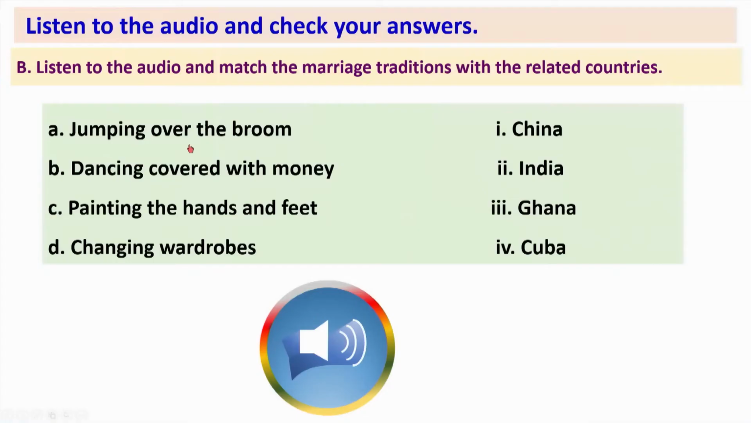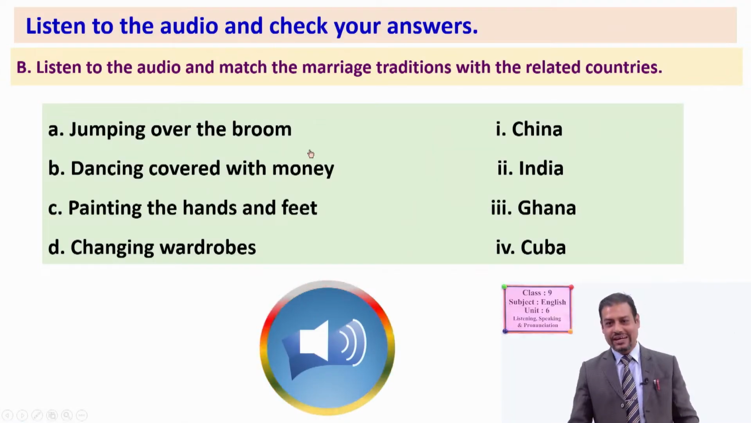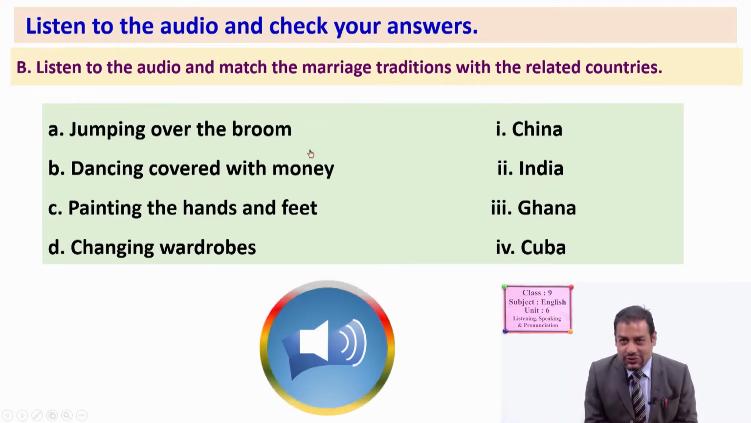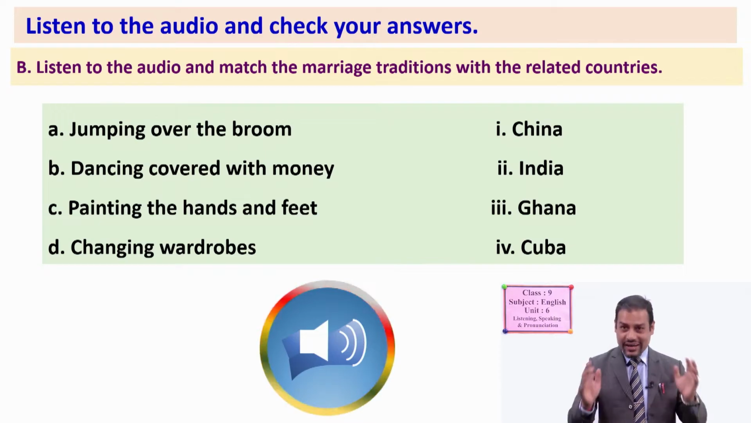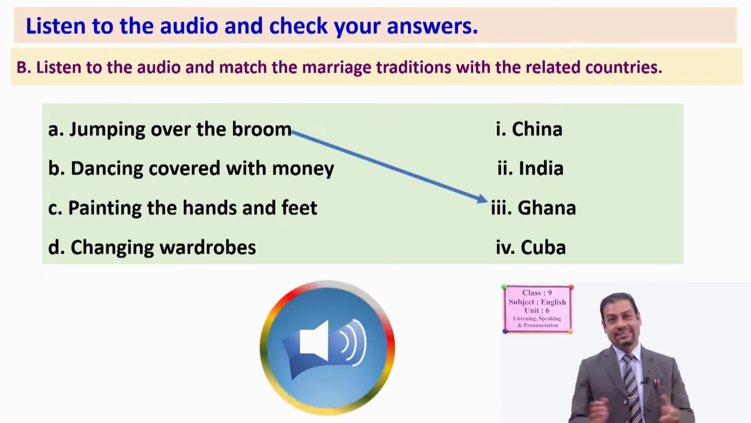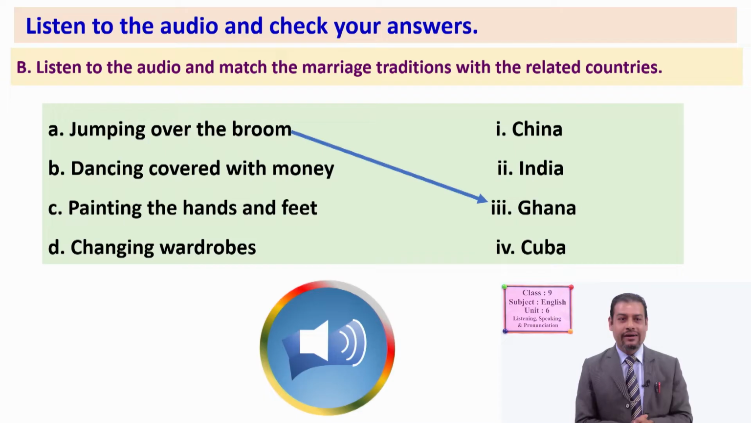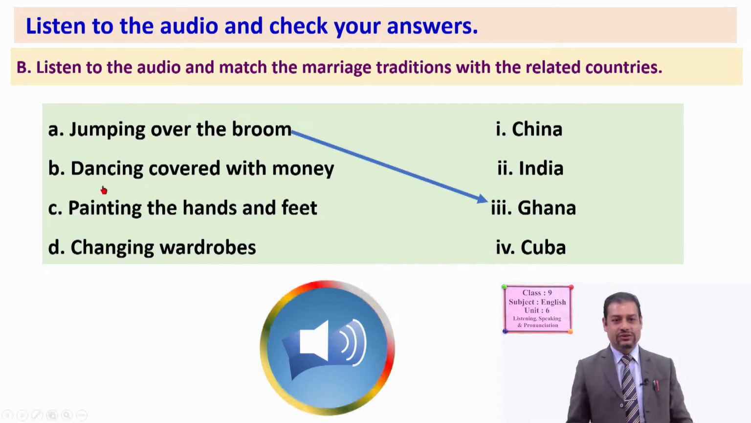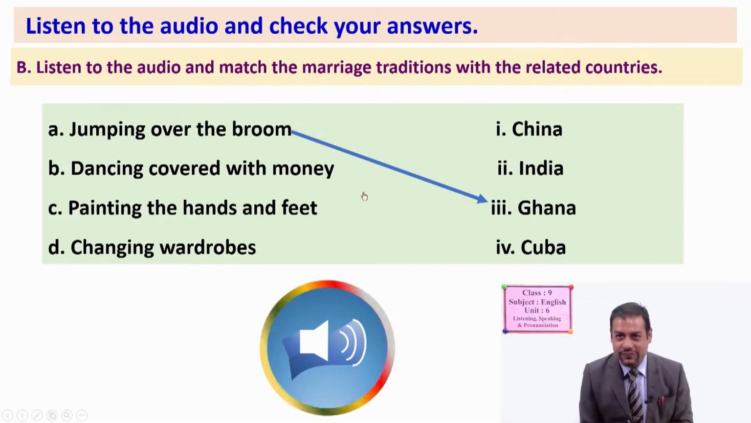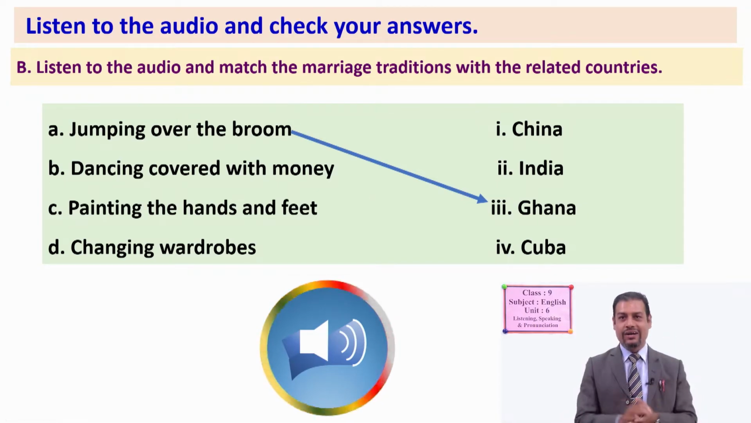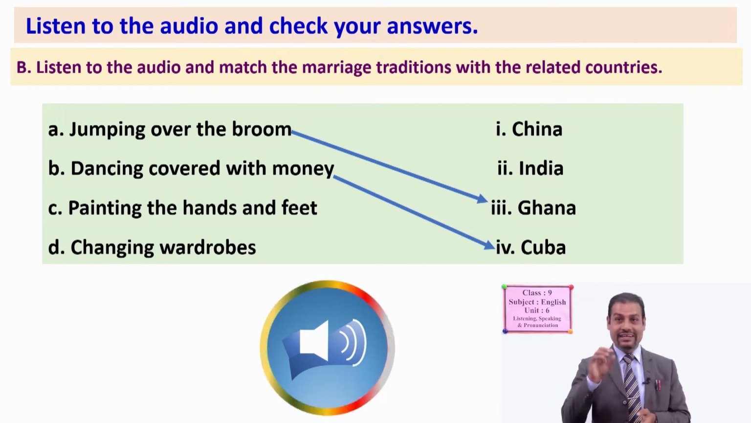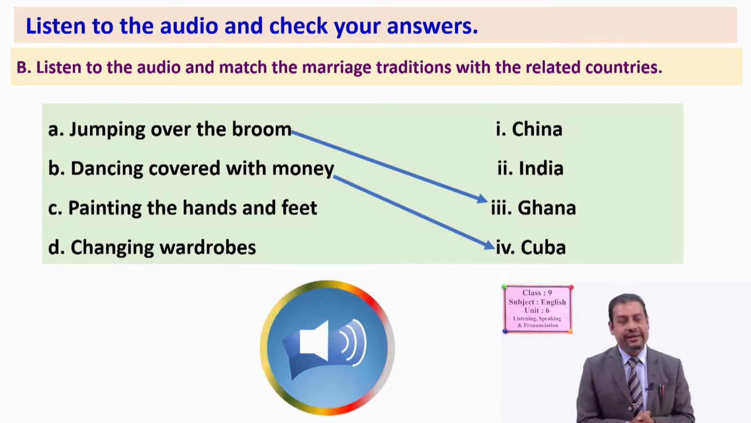Now here, jumping over the broom. Can you tell me which country is it related to? Okay, that's right. It is Ghana. Now another one we have is dancing covered with money. Which country is it related to? Okay, all of you tell me loudly. All right, it is Cuba. It's clearly said Cuba in the audio.